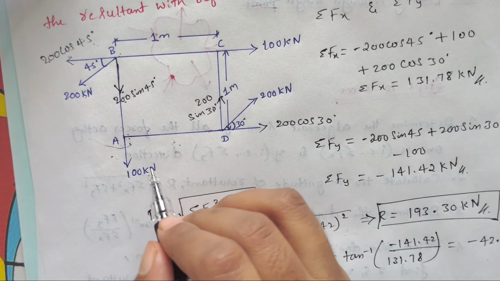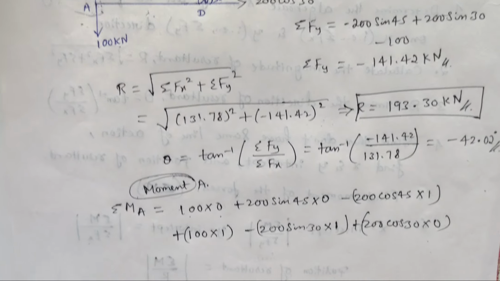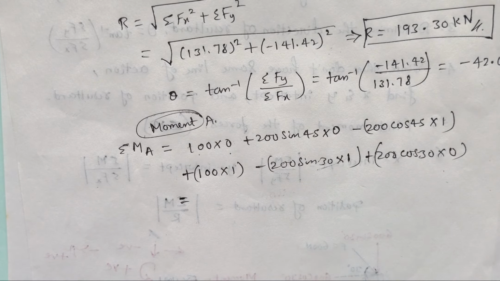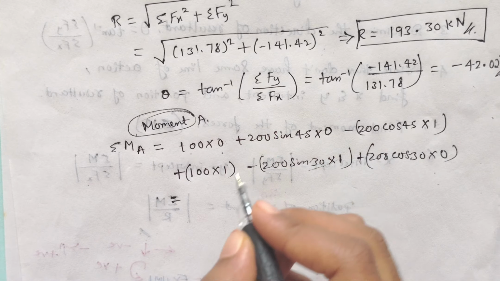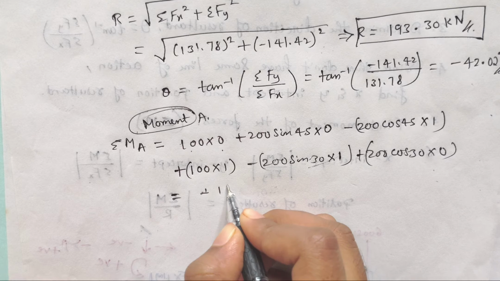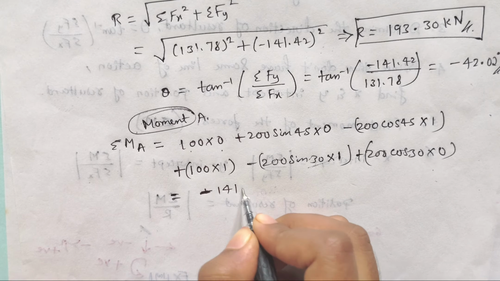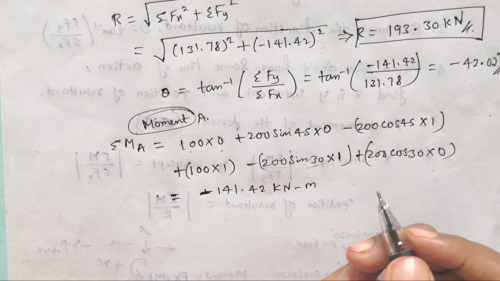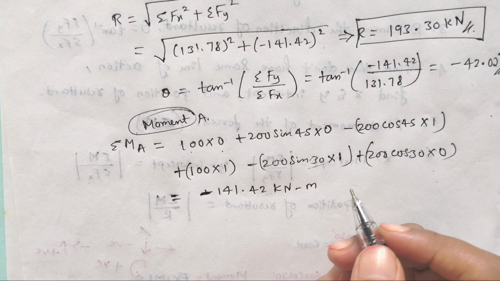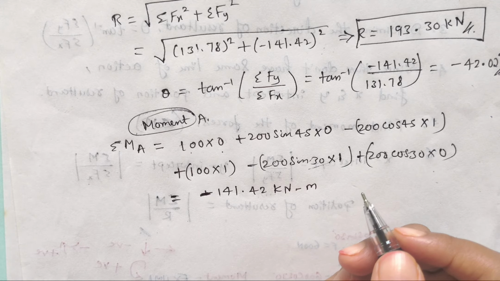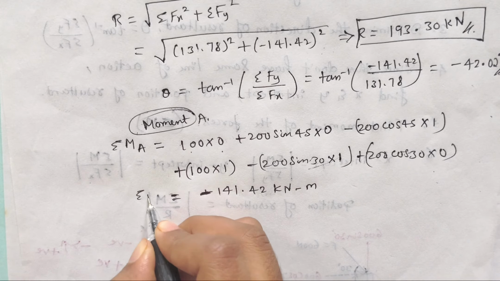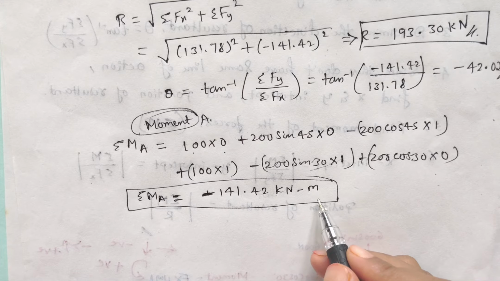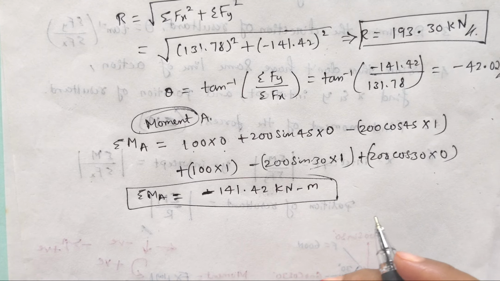And now this force is already taken. Now you have to calculate all the moments. So solve this. You will get the answer as minus 141.42 kilonewton meter. Okay. So this is the moment at A. So you have to make sure the units are written correctly.